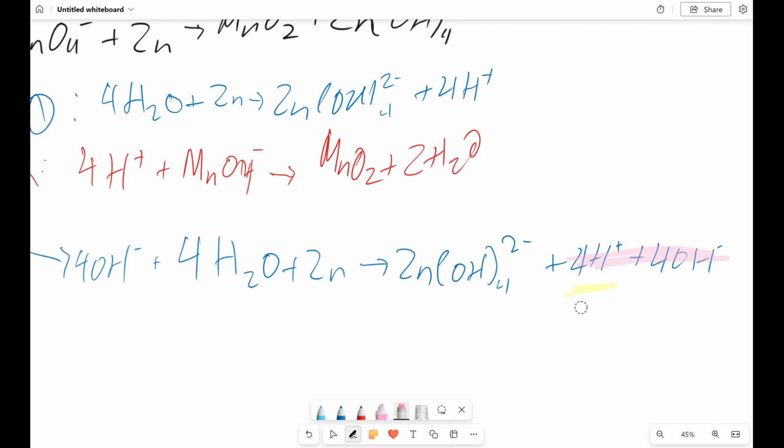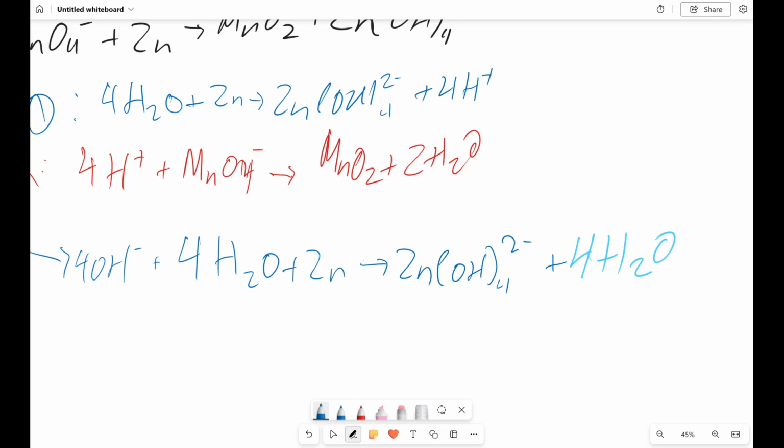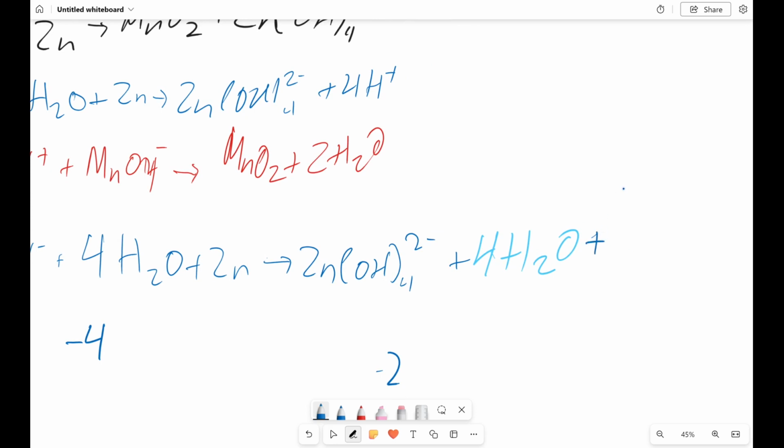So we're gonna have 4H2O, because remember we had 4H plus and 4OH minus. 4H2O here, right? And so that should be almost fully done. Now we just have to balance our electrons, right? So I'm gonna go back to the regular blue, balancing our electrons. So we had minus 4 here, and we only have minus 2 here. So what do we have to do? We have to add 2e minus.